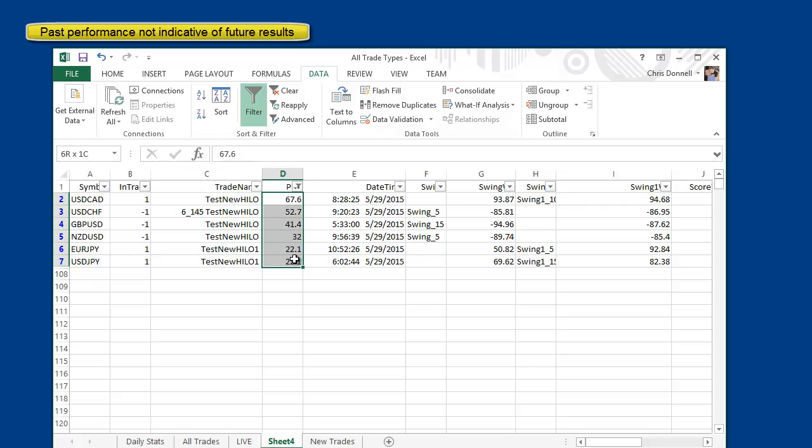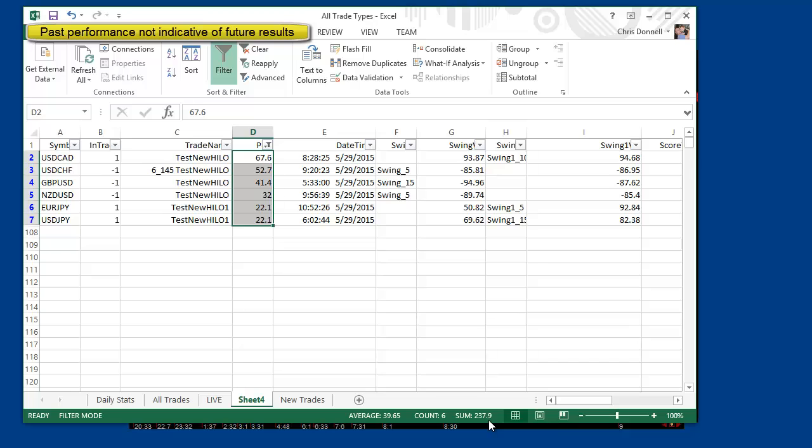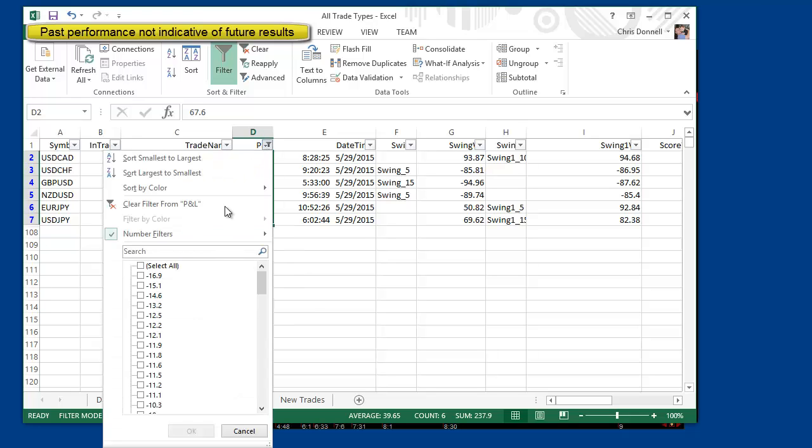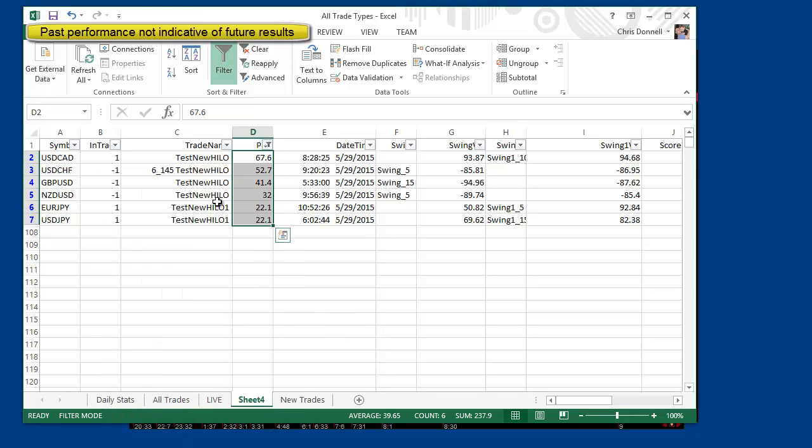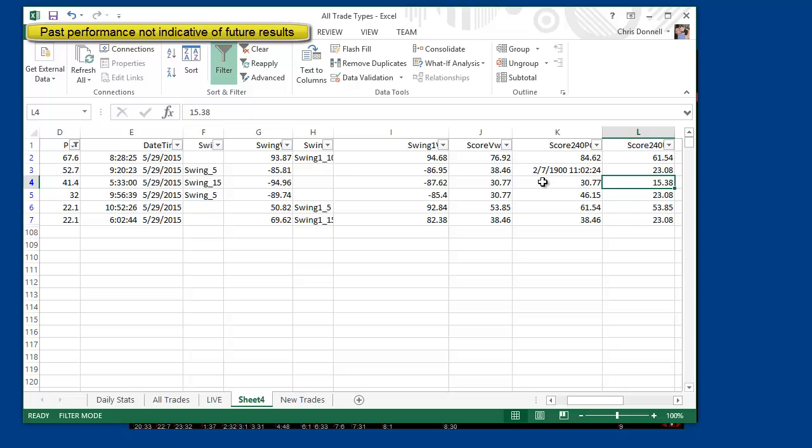if I highlight them right here, you can see on the bottom is found 237 pips. Sometimes the test, which allows me to filter in different ways and look at certain trade categories, or I can go over and say only show me ones that have a certain VWAP score. I measure a lot of statistics.